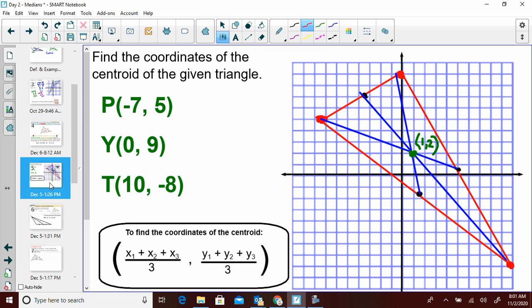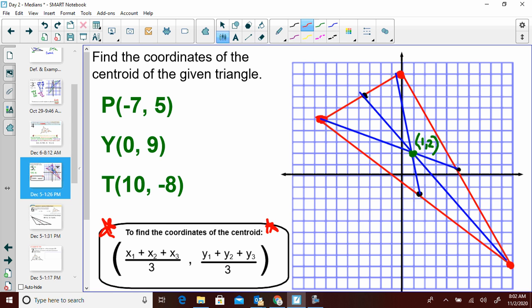Now, in the past, we would have to find the equation of all these lines to find it. Well, there's actually a formula to find the exact coordinates of the centroid. If the centroid was not an exact point and you needed to find it, instead of finding the equation of the 3 lines, you could use this formula here. Add up all the x values, divide by 3, add up the y values, divide by 3.